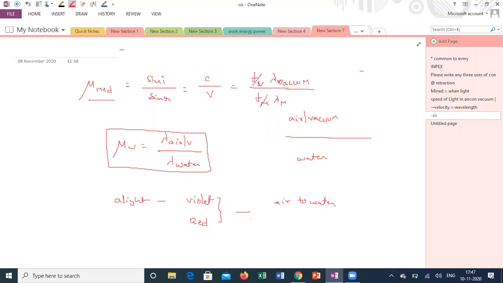Sir, because it has less frequency. Frequency doesn't matter. Who told you violet has less frequency? Frequency is the same, sir, for violet and red. Sir, it bends more than red. Sorry? Sir, violet color bends more than red. See, violet color is also an electromagnetic wave of light. Red color is also an electromagnetic wave of light only.